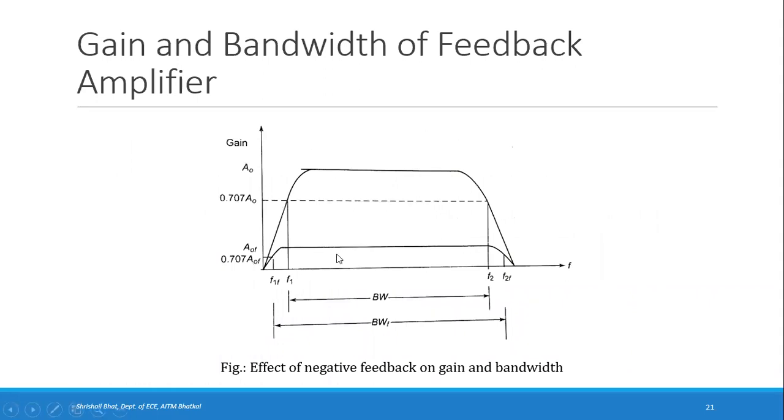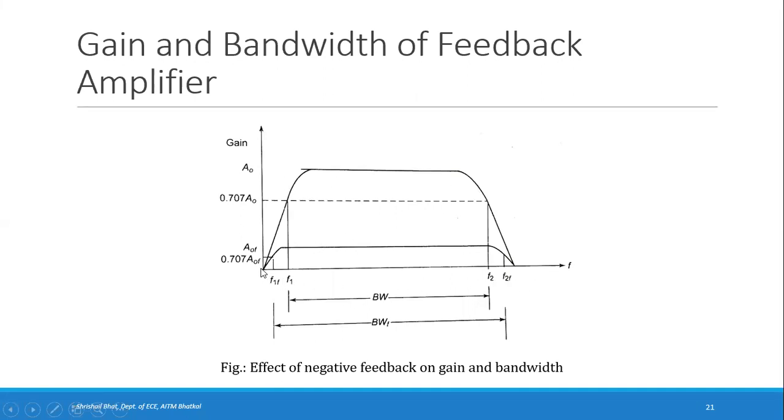In this diagram, you can see this is the frequency axis, the x-axis, and this is the gain axis. The curve is increasing, then it becomes constant here, and again it is decreasing. This is the frequency response of the gain. Frequency response means how the gain changes with the change in frequency.